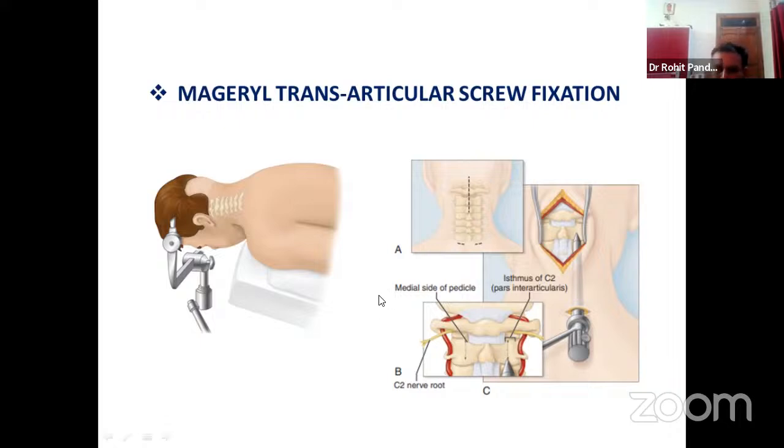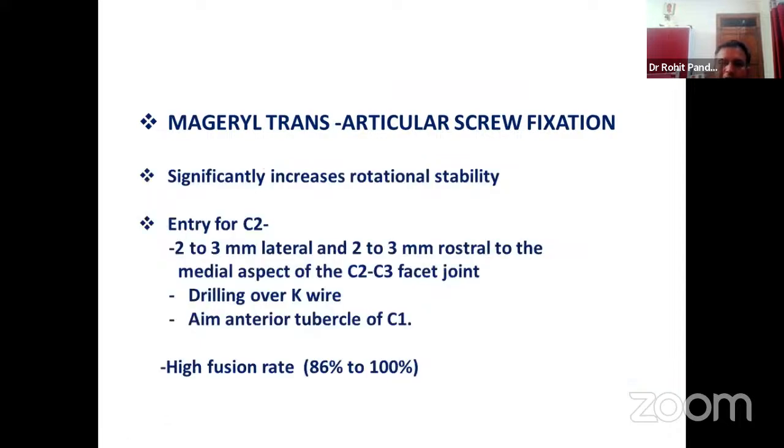to start the procedure. So basically, the entry point for the screw is usually 2 to 3 mm lateral and 2 to 3 mm rostral to the medial aspect of the C2-C3 facet joint. So we follow the direction of the pars, and then the facet of the C1 is also pierced. We aim towards the anterior tubercle of the C1. It can be supplemented with wiring techniques if we have posterior elements intact, and this almost achieves 100% fusion rates.